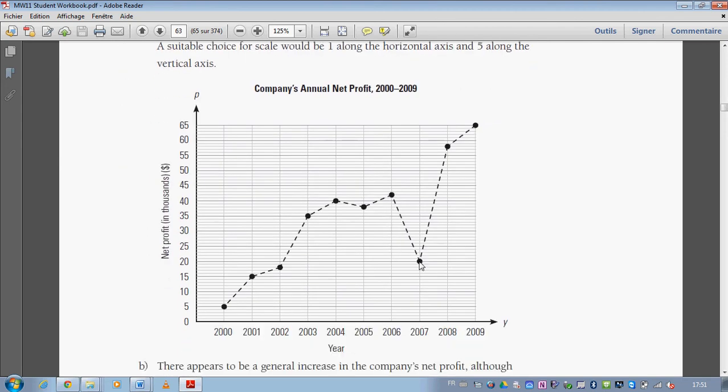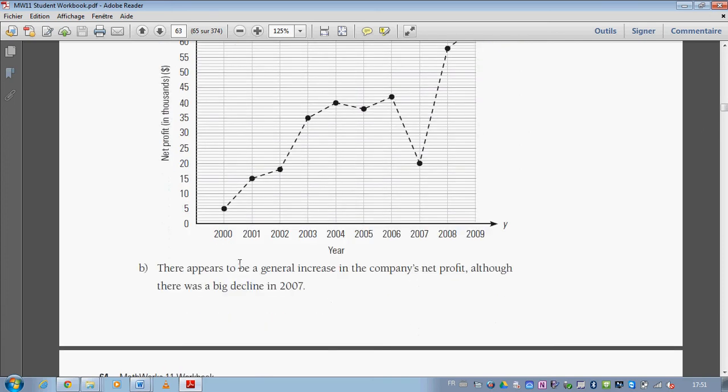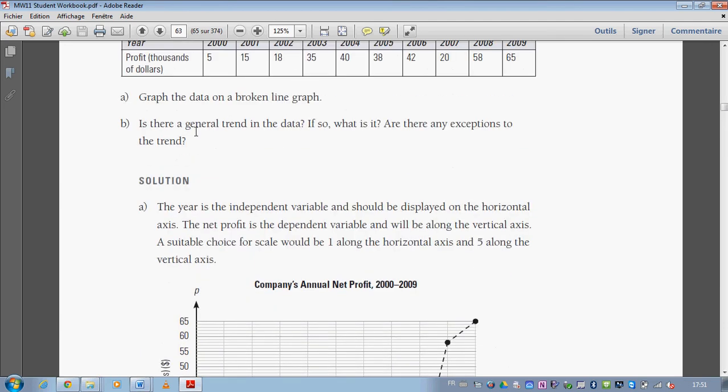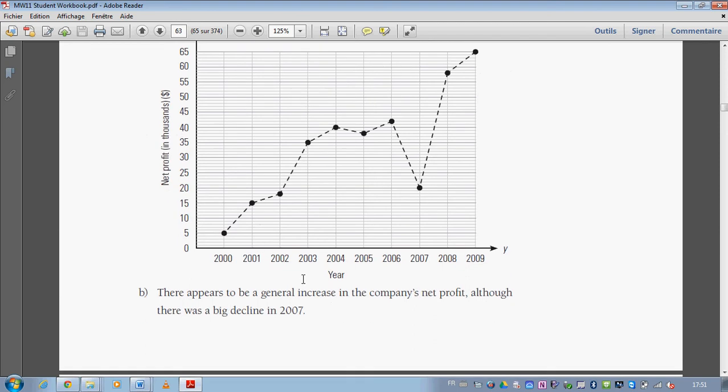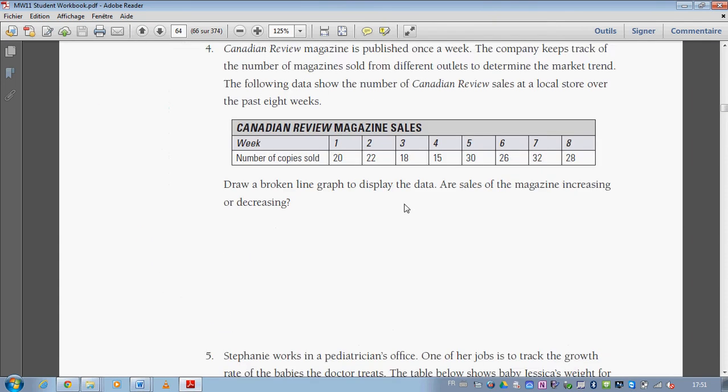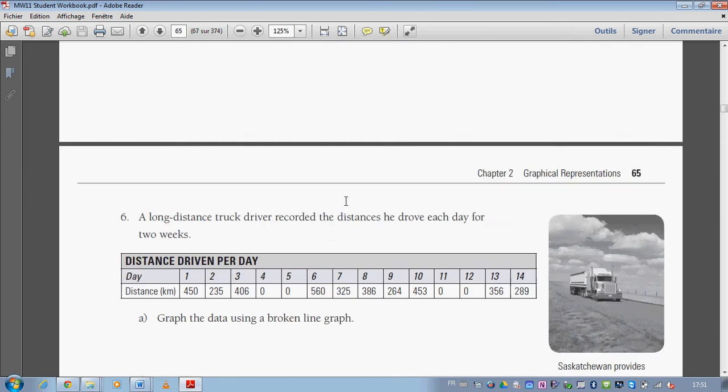So it does look like there was a pretty big dip from which they recovered rather quickly and actually are now making much more profit in 2008, and it keeps going in 2009. So that's kind of what you want to say for that question. Is there a general trend in the data, and what is it? Are there any exceptions? You pretty much just want to say, well, it looks like everything's going fine until about 2006 to 2007. There's a pretty big dip in 2007. Okay. So we've got a few more build your skills questions.